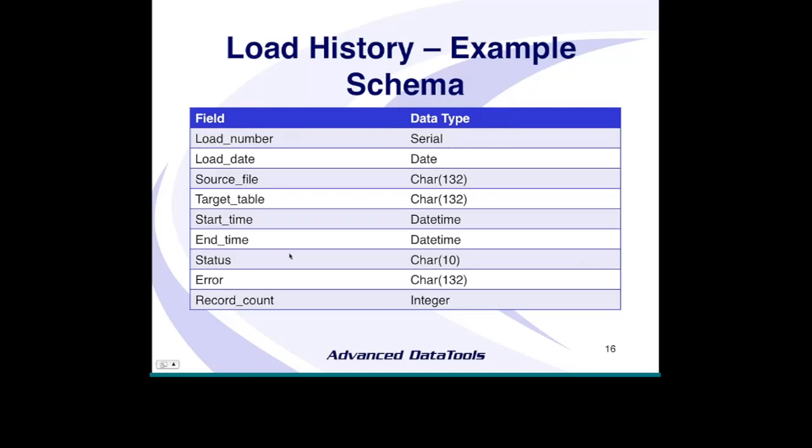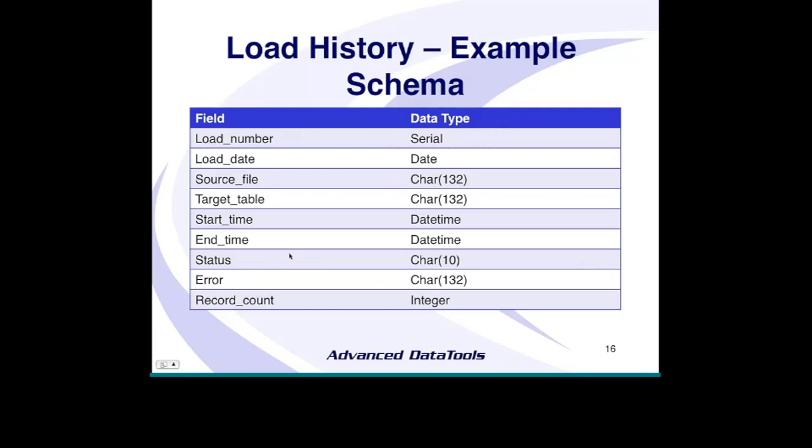And what you do is when you start loading a file, the first thing you do is you go insert into this table, get the load number, the load date, the file, and you add that load number to every record that gets inserted, so that in your dimension tables and in your fact tables, every table will have a field called load number. And that load number ties back to the load history table so you can know exactly when every record was loaded. And you can go back and look at start times and end times.